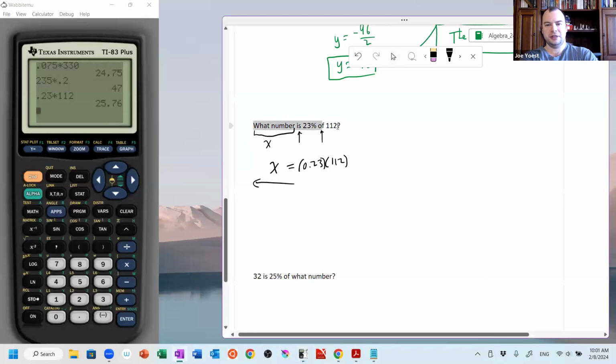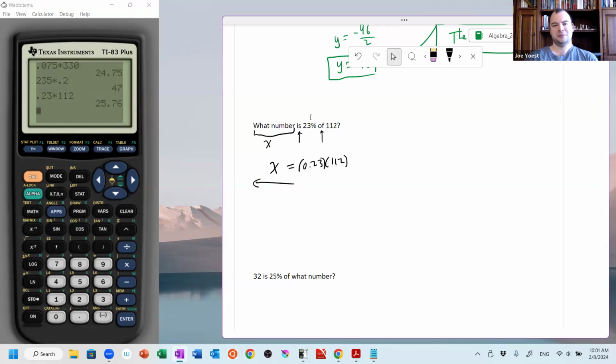Okay, so again, reading through, what number is 23% of 112? We recognize is and of as those important words. Is corresponding to equals in this case, of to times. And what number, that's what we're looking for. We've identified the thing we're looking for. We'll give it a variable name. We'll call it x. So x equals 23%, or I'll just switch that to 0.23 right away.